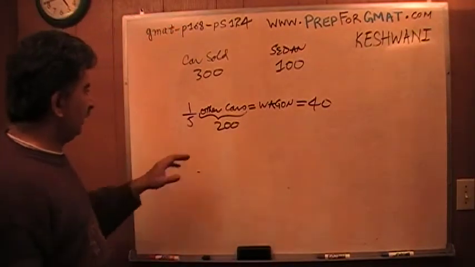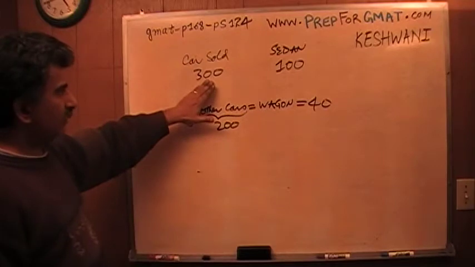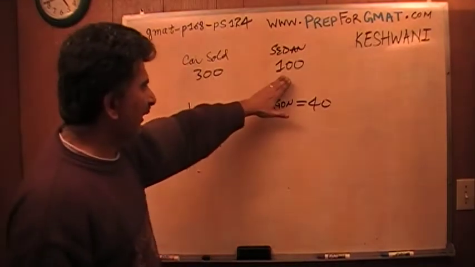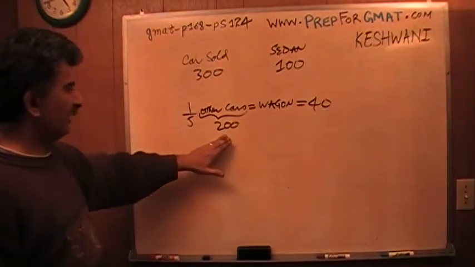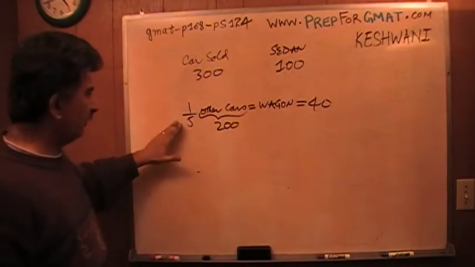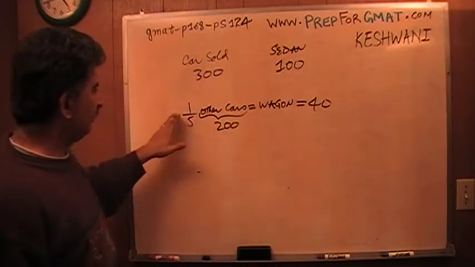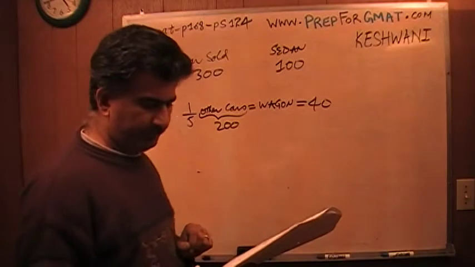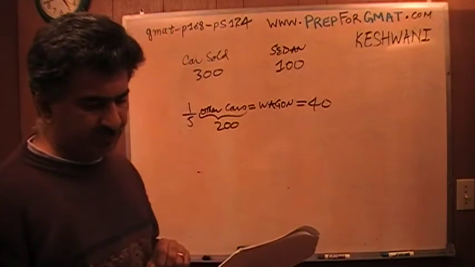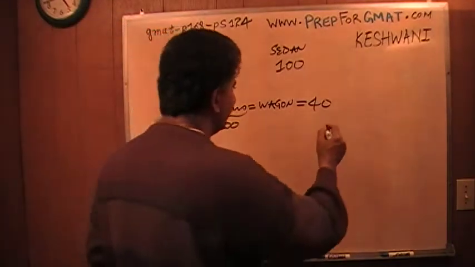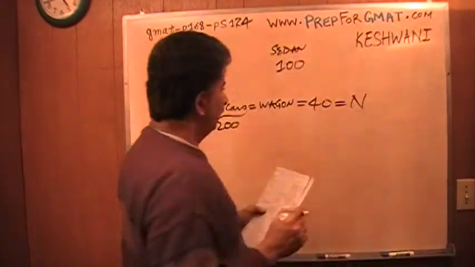So anyway, there were 40. Since there are 300 cars altogether, 1/3 of them were sedans, and we are told 1/5 of the other cars, which are 200, were wagons. 1/5 of 200 is 40. If n station wagons were sold, well, okay, so he's calling this n. n equals 40.